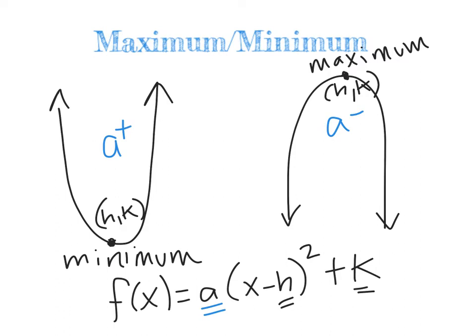You can always graph this on Desmos and figure out what it looks like and see if it's a minimum or a maximum. But you can also tell whether this point, (h, k), will be a minimum or maximum from the sign of this value alone.